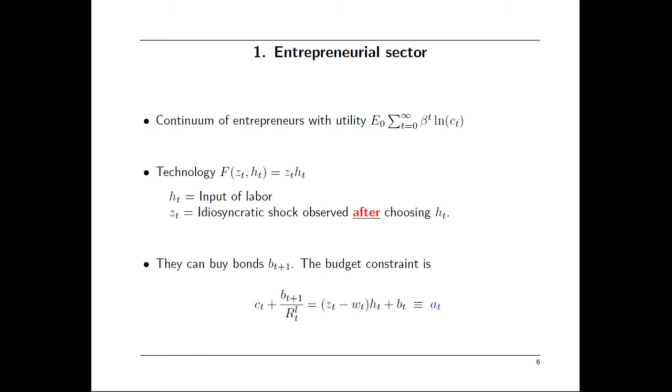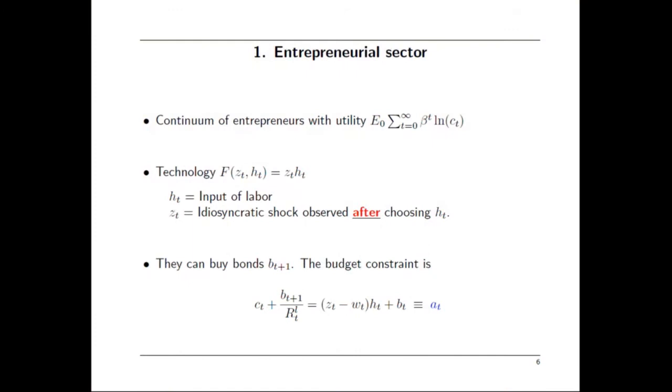And here's the key assumption. The choice of the input of production has to be made before the realization of the shock. So I choose how much to produce, how many workers to hire. After that, I see how productive, or if you don't want to think about productivity, how worthwhile the production of those workers is. Why am I doing that? Because that introduces a risk. And since those agents are risk averse, they don't like the risk. So it becomes important what they can do to insure that risk.